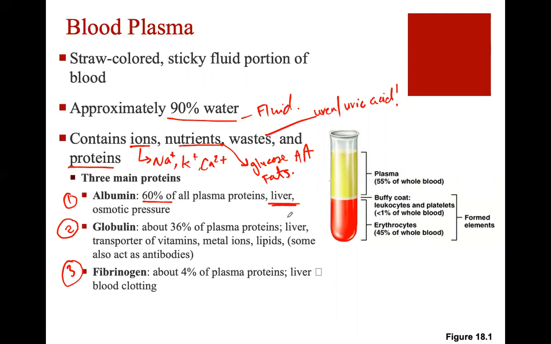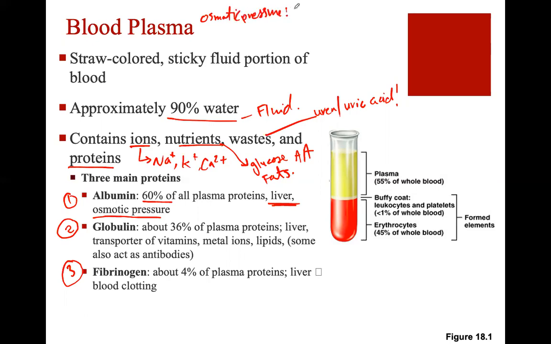It is produced by your liver, which is a typical exam question. Again, kind of think about it. Plasma is mostly made up of water. You can't make proteins out of water. So these proteins have to be made somewhere, and your liver is going to be responsible for that. And what they do is they create something called osmotic pressure.